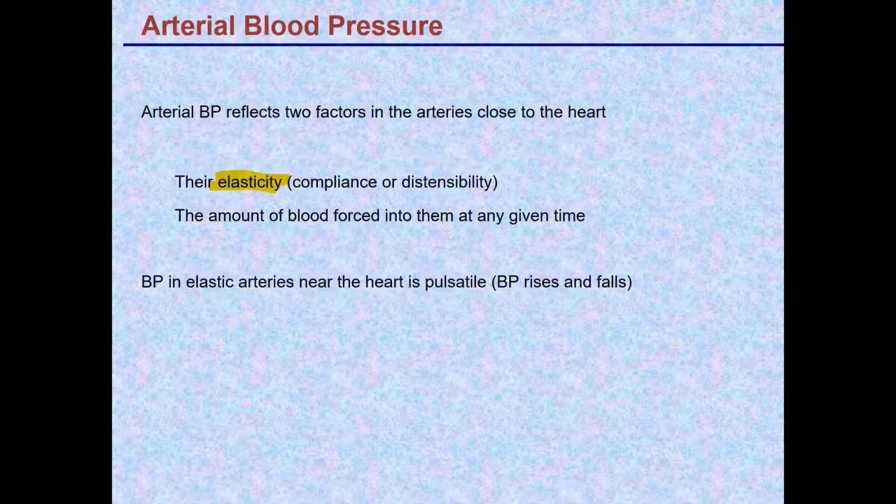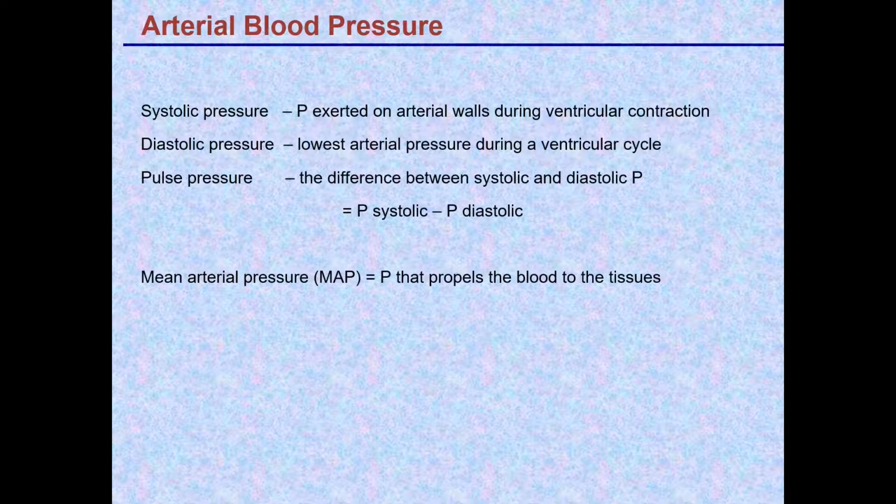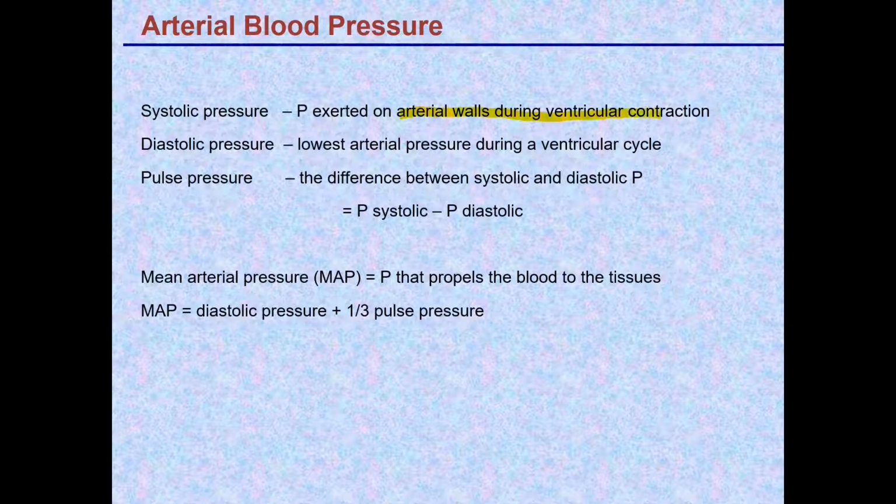So blood pressure in the elastic arteries near the heart, as you know, is pulsatile. Systolic versus diastolic is up and down, not down to zero, but it drops when the heart relaxes. Systolic pressure is exerted on the arterial walls during ventricular contraction, left ventricular contraction for the systemic circulation, and then it's lowest during ventricular relaxation. Lowest arterial diastolic is a lower arterial pressure during the ventricular relaxation.